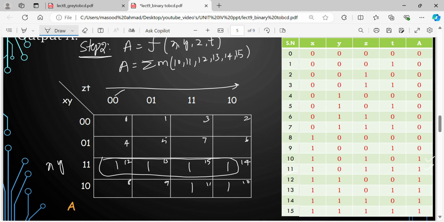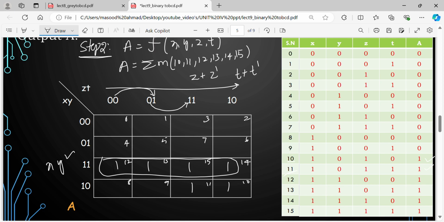So if I come from here to here, t is changing. If I go from here to here, t is changing. Anything that is changing will lose. What is the meaning of that? The meaning of that is it is z plus z bar, or it is t plus t bar. What is z plus z bar? It is 1. What is t plus t bar? It is 1. That is the reason why the one which is changing will not come into the picture, because in this row our z and t are changing, only x and y are fixed. So the expression for this is xy.